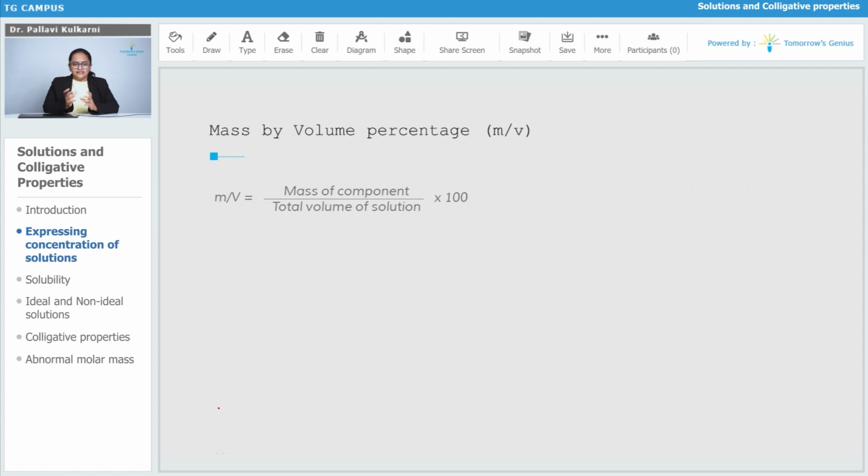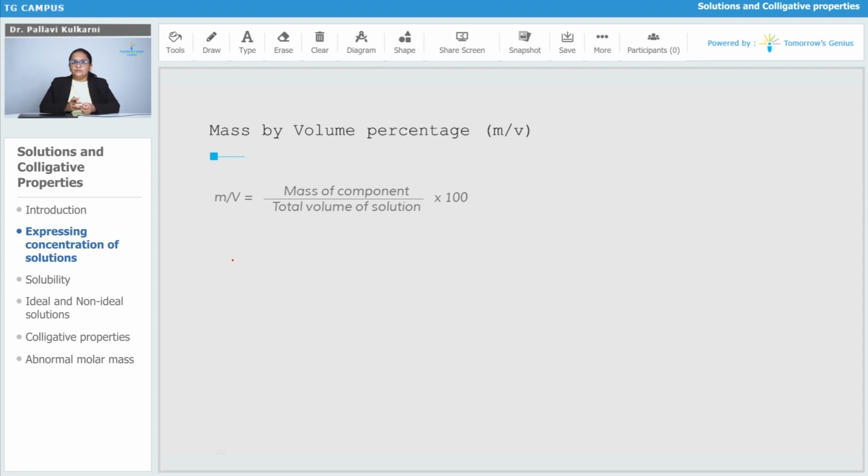In this case, we can also mix these two things, that is mass and volume. By mixing these two things, we get mass by volume percentage, denoted by m by v. So what is m by v? In the numerator, we will take the mass of the component. In the denominator, we will take the volume of the solution.